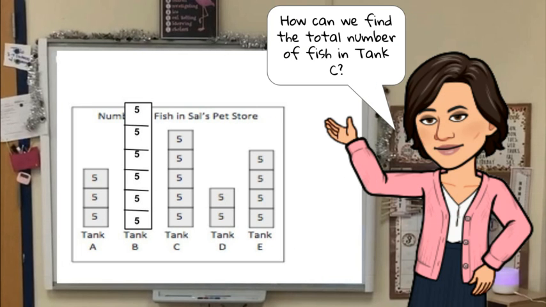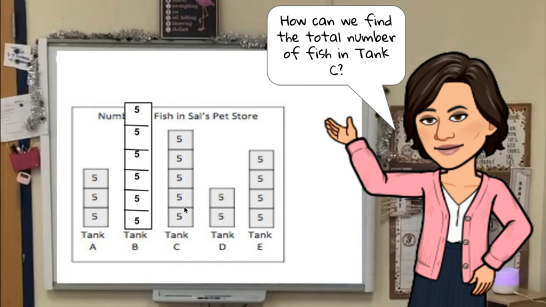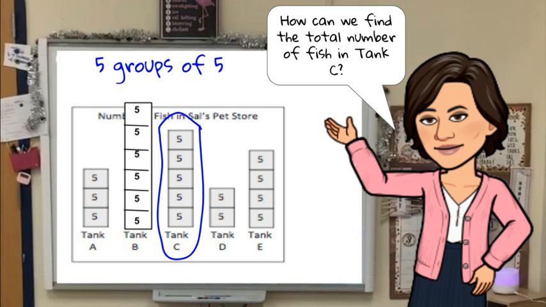We can use this tape diagram to help us understand some information about our data. So let's start with how many fish are in tank C. So if I look over here at tank C, I see 5, 10, 15, 20, 25 fish in tank C. 5 groups of 5, 5 times 5, or 5 plus 5 plus 5 plus 5 plus 5 equals 25.